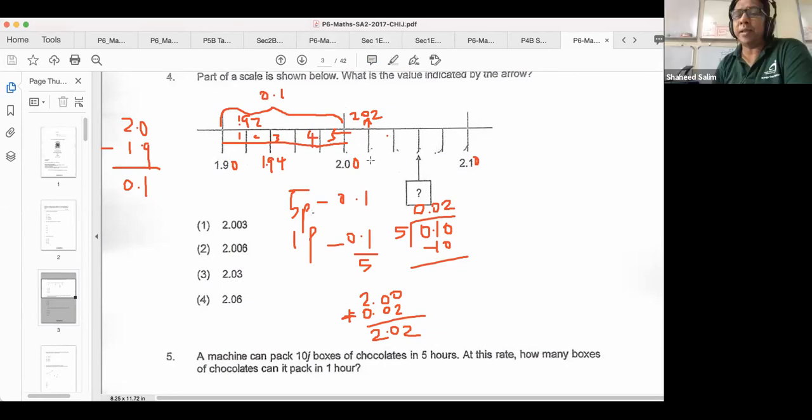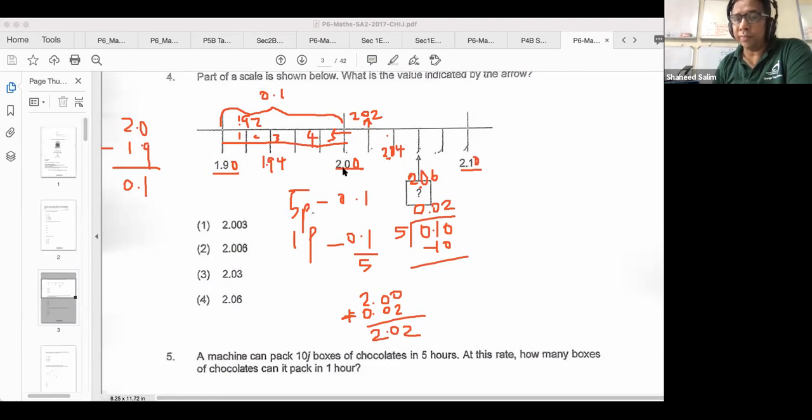If you're confused, imagine there's no dot. Okay, I'll show you now how to imagine there's no dot. There's a dot here actually. So you imagine this one is 190, or you can imagine this one is 200, right? This one 210. So you take 210 minus 200.